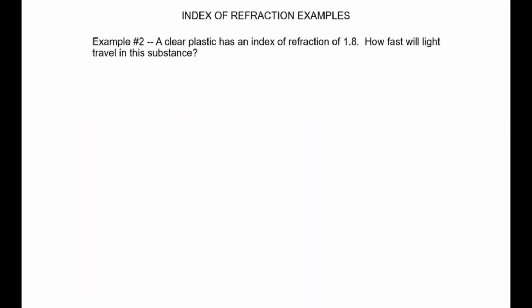So let's do the next one. The next one just says a clear plastic has an index of refraction of 1.8. How fast will light travel in the substance? So now we're not looking for the n value, but we're looking for the velocity. So we know n is 1.8.